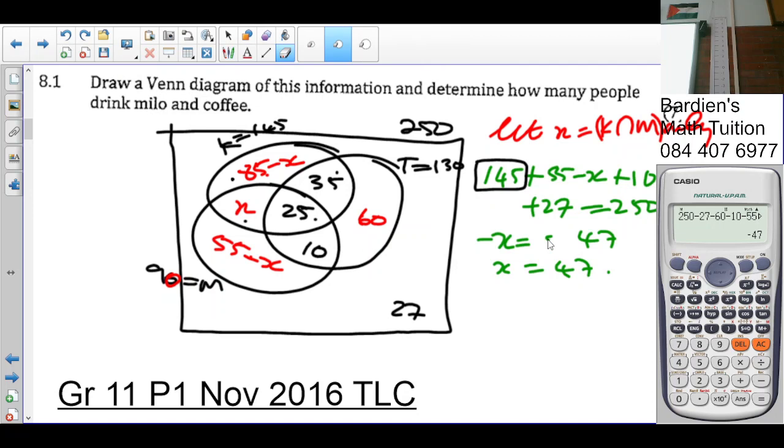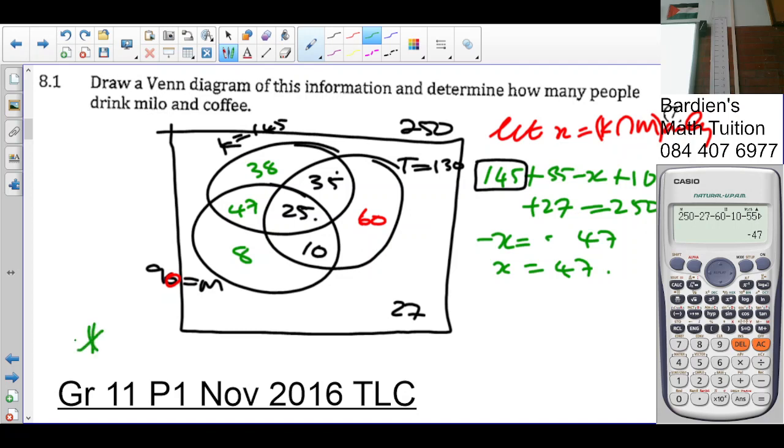So if that is 47, and this would be 47. 85 minus 47 is 38. And then 55 minus 47 is 8. And there we go. Okay? Then you answer the question.